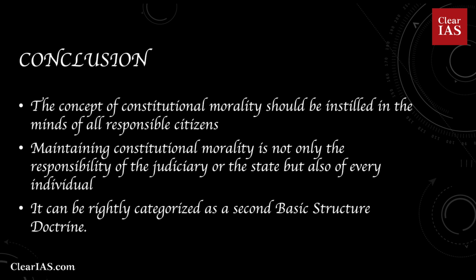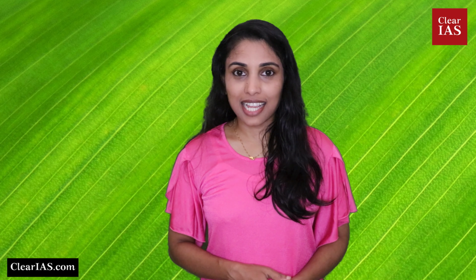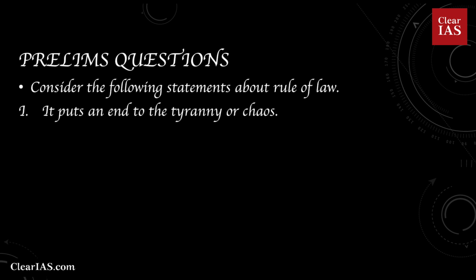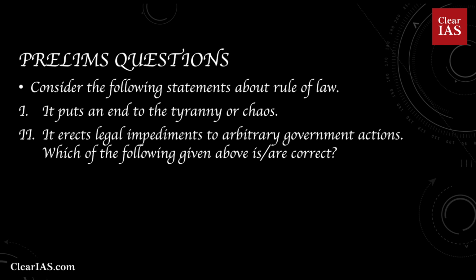So, we have seen the topic constitutional morality in detail. Now, see the questions once again to ensure that you are able to answer all the questions. Question number 1. Consider the following statements about rule of law. 1. It puts an end to tyranny or chaos. 2. It erects legal impediments to arbitrary government actions. Which of the following given above is or are correct?